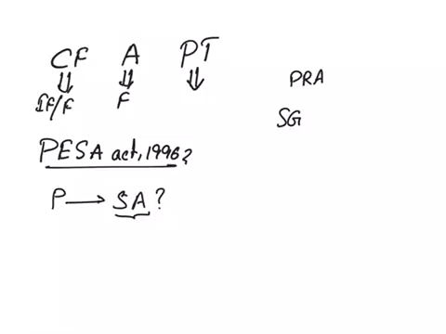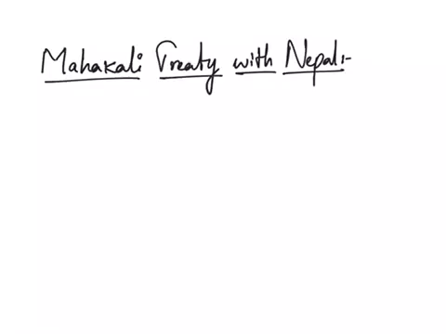This act is also viewed as a positive development for tribal communities in the scheduled areas, who had earlier suffered tremendously from the engagement with the modern development process and from the operation of both colonial laws and the statutes made in independent India. And the next one is the Mahakali Treaty with Nepal.